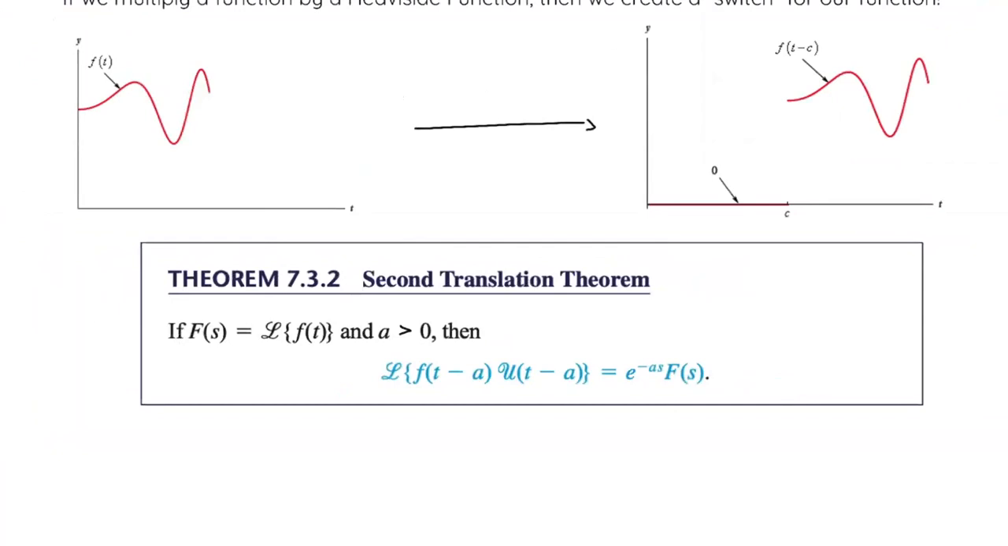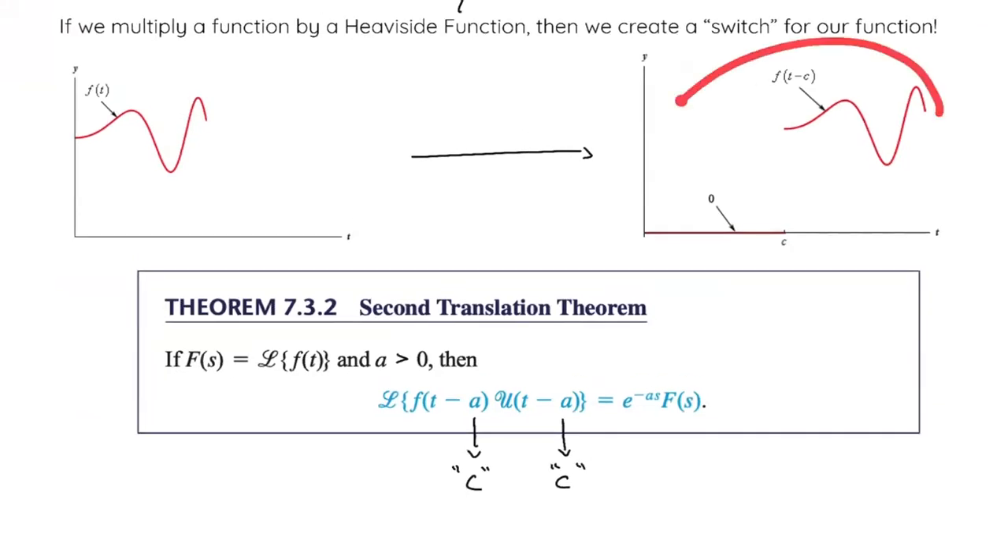But our textbook here uses A, but the A is the same idea as the C that we see in the pictures here. So we're applying this shift. We are sliding things over to the right. And it turns out that if we have this, then the Laplace transform is just going to be e to the negative as times the Laplace of our original f of t.